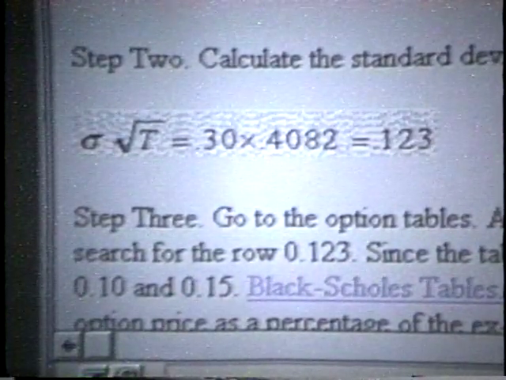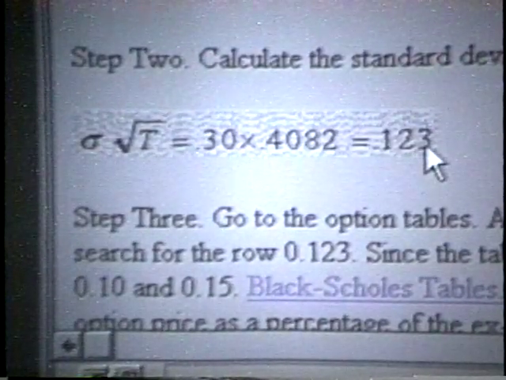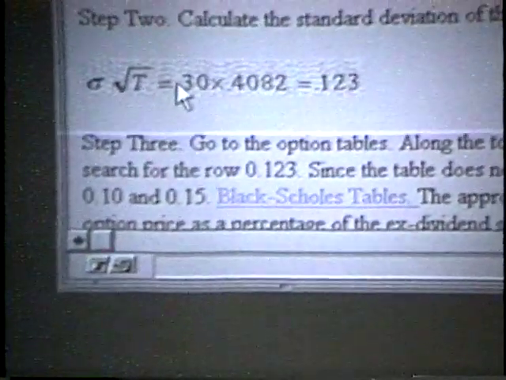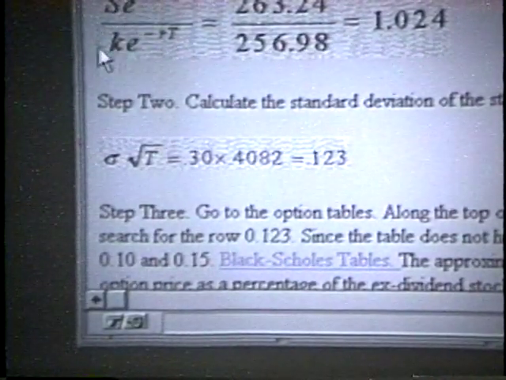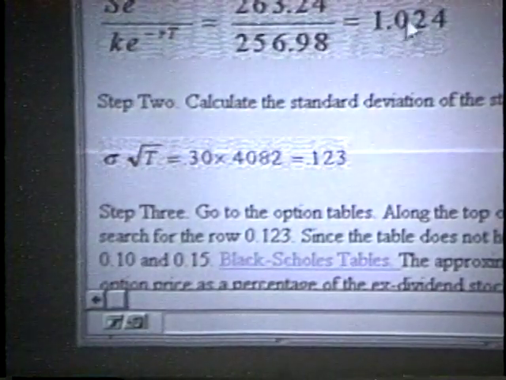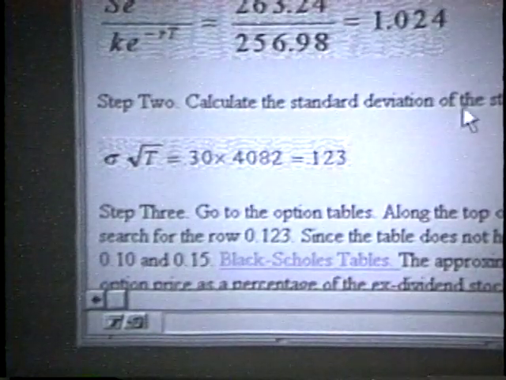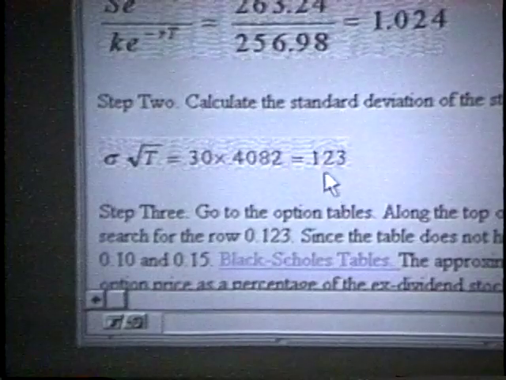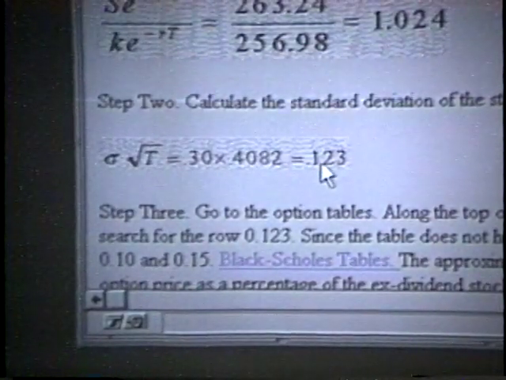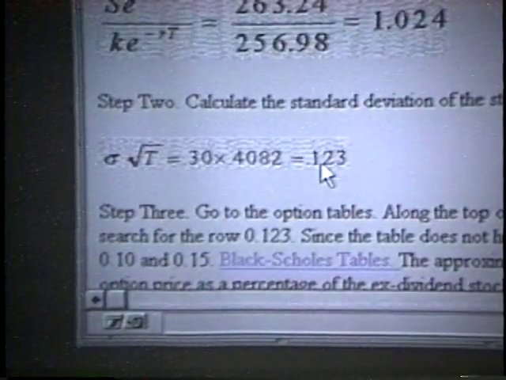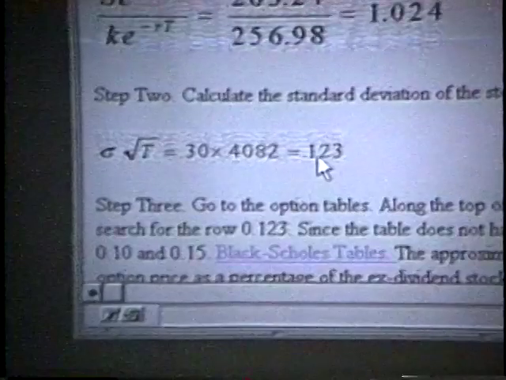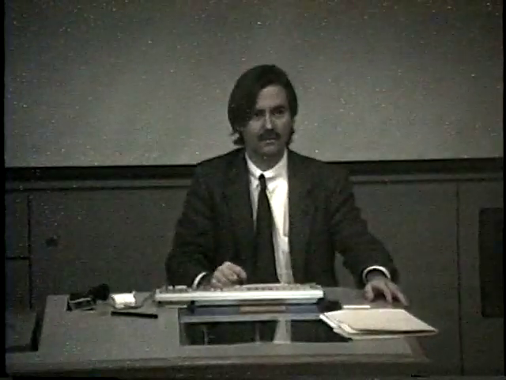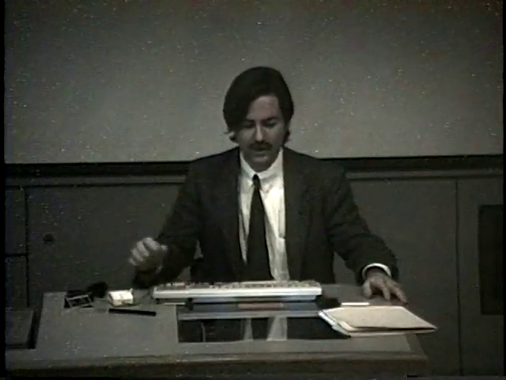Okay, the next thing is that we're going to go to the option tables. These calculations, I think, are pretty straightforward. Sigma root t, and this ratio of the adjusted stock price divided by the present value of the exercise price. This is going to be a column that we look down, and the sigma root t is going to be a row that we look across. We go down the column, across the row, and find a cell. And the cell is going to tell us the call value as a proportion of the ex-dividend stock price. Okay? So that's what we're going to do.